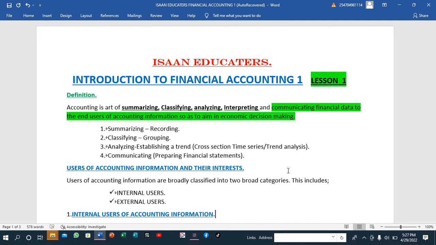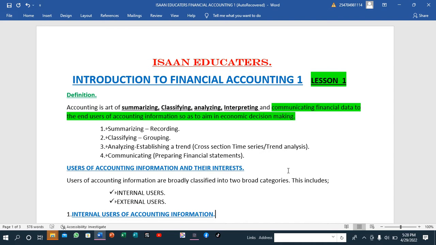So in this lesson, we are going to discuss what is financial accounting. When you talk about financial accounting, it basically involves 4 areas: summarizing, classifying, analyzing, interpreting, and lastly communicating. Summarizing basically involves recording of data. Classifying involves grouping. After you have recorded, you now group the data. Then after you have grouped, you analyze, that is analyzing.